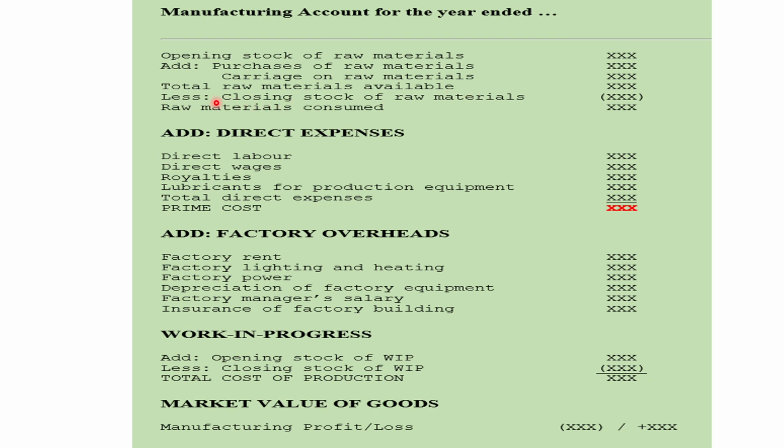Okay, then you have to remove the raw materials that remained when the year finished. So you have to do minus closing stock of raw materials. Okay, so those raw materials that remained, you have to subtract them. What you're going to get is the raw materials consumed.